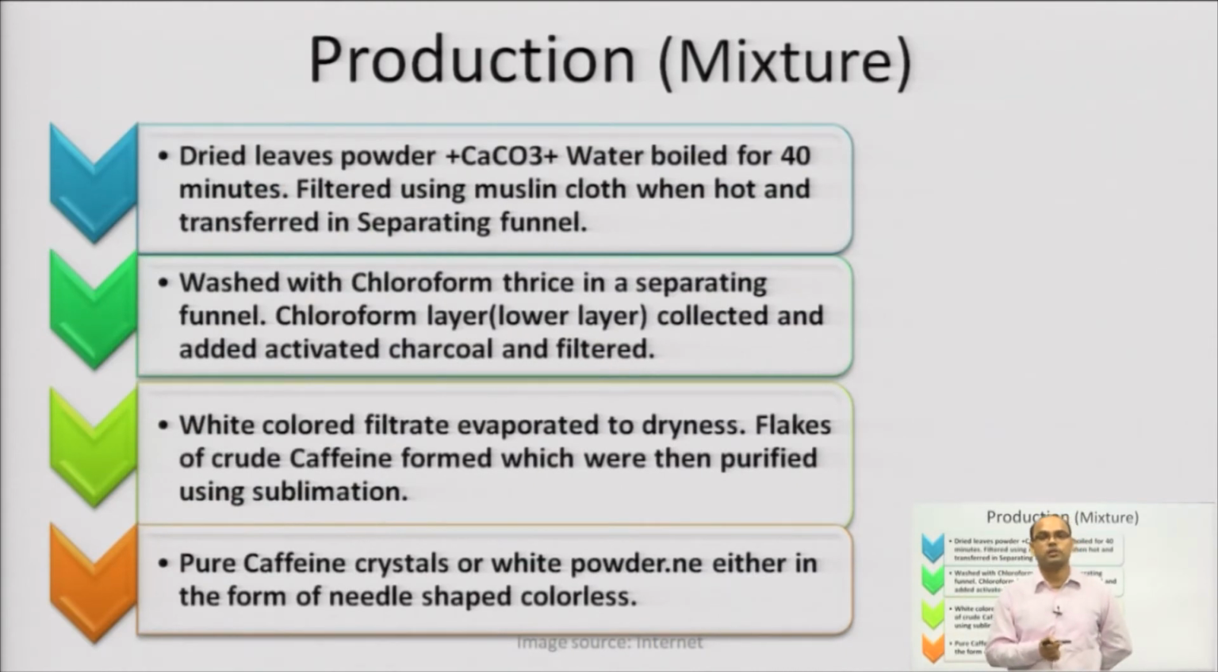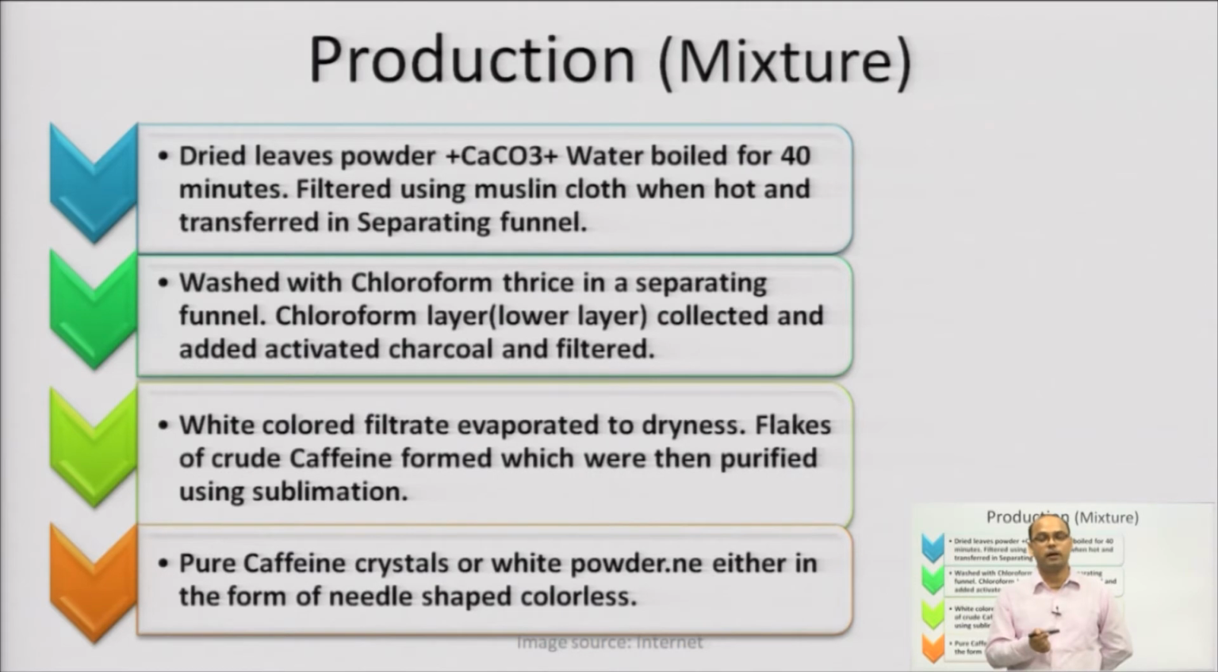There is a simple process for production of caffeine from tea leaves. You take the dried tea leaves, which we generally get from the market, the chai patti in packets. We mix the dried leaves with calcium carbonate, add water, and boil the mixture for around 40 minutes.